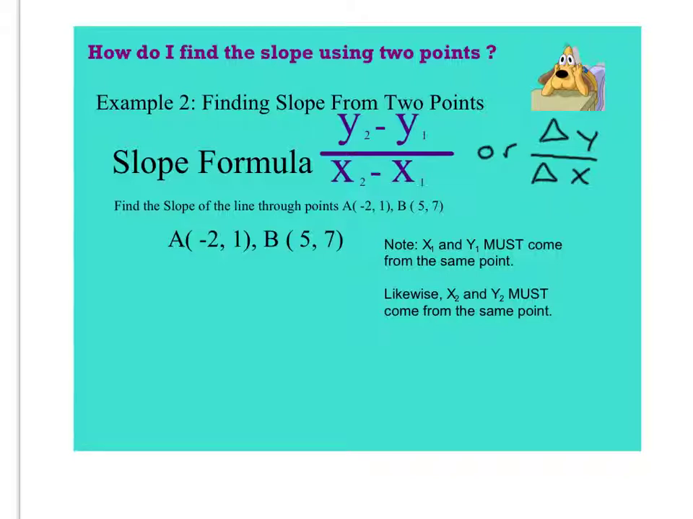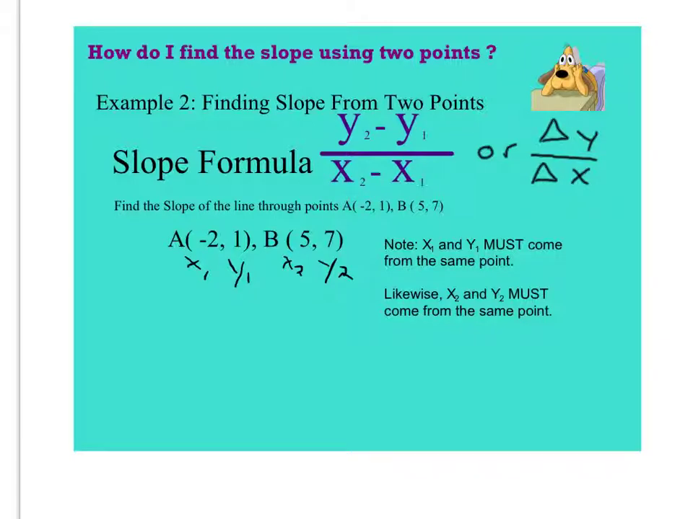So the very first thing I want to do is label which ones are x1, y1, and which ones are x2, y2. So x1 and y1 must come from the same point, and so must x2 and y2. So I'm going to look, and I want my y2 to be this guy right here, the 7, because 7 is bigger than 1. So if this is y2, then this has to be x2, which makes these x1 and y1. Again, doesn't really matter. You can do it however you want to, as long as your 1s are from the same ordered pair and your 2s are from the same ordered pair. Then you're just going to plug these into the formula that you were given.